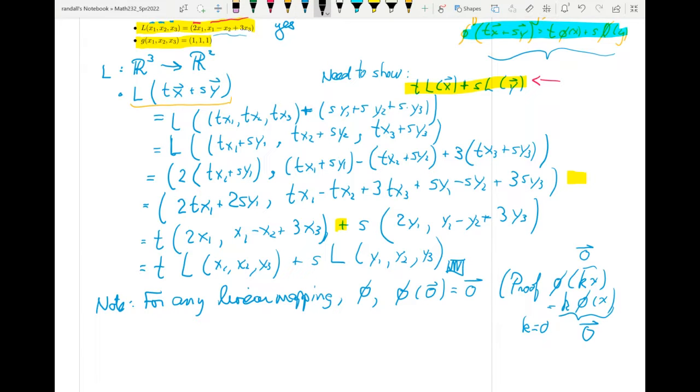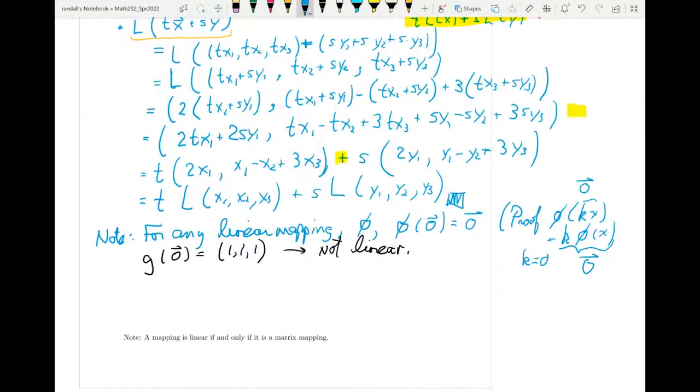And the reason I put this here is because this second function up here, this g of 0, if you look at it, is always equal to 1, 1, 1. Therefore, it's not linear, because a linear mapping necessarily must take 0 to 0. You can also see this, just for educational purposes, because if I take g acting on a sum x plus y, I don't get g of x plus g of y.